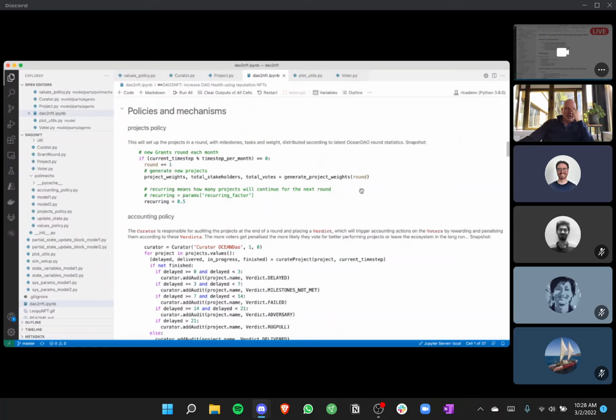We also have this curator function. I already mentioned that, and basically what it does is only audit the projects. So not much happening there.